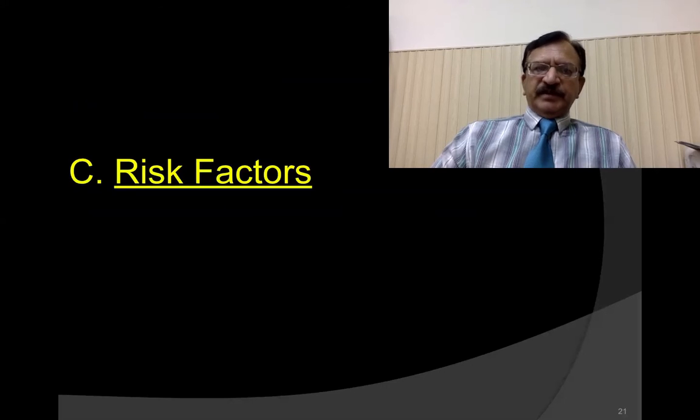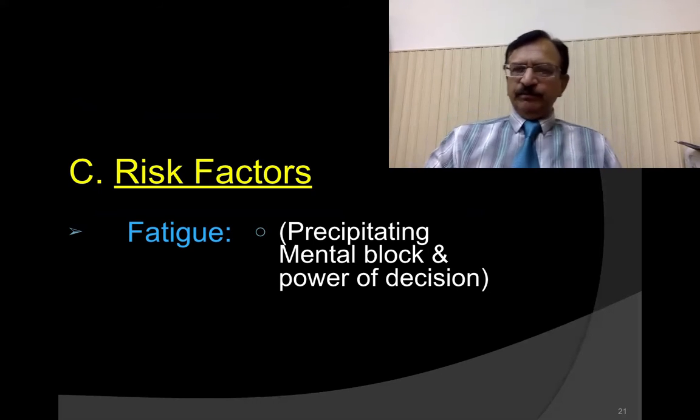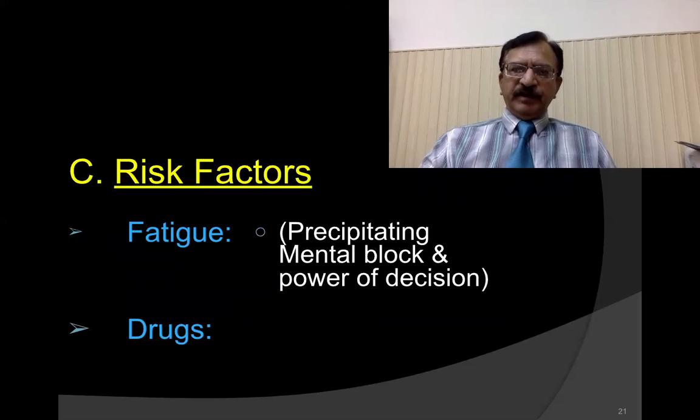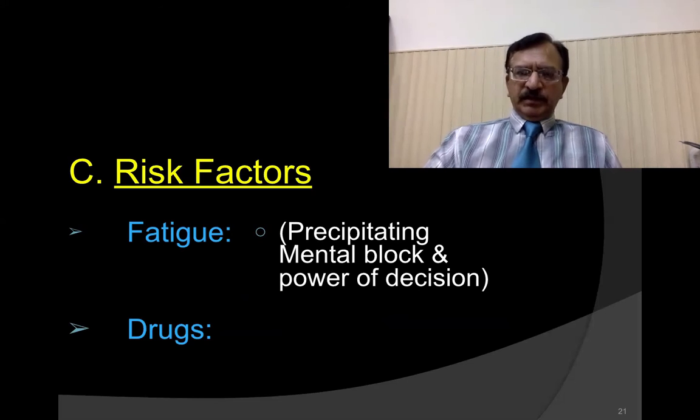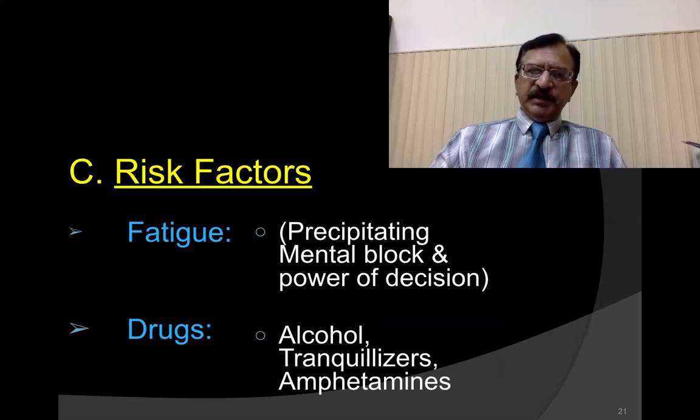Then the risk factors: fatigue, precipitating mental block, and power of decision. The fatigue is the most important factor, especially in the public vehicles. The drivers are forced to do longer duties. So from one track, they can switch over to the other track, and the fatigue becomes an important factor. And then the use of drugs and alcohol, tranquilizers, or amphetamines, they can be a risk factor.